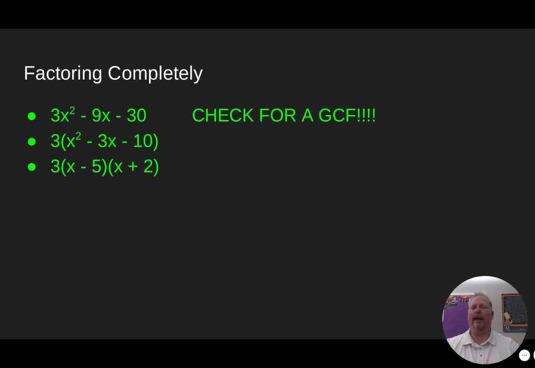Okay? Again, the key to this is to practice. So practice a lot, do more than you have to, look up worksheets, and try to do as many problems as you can to get good at this.